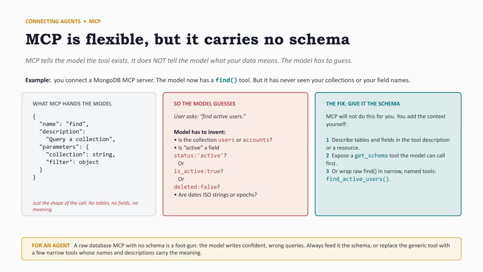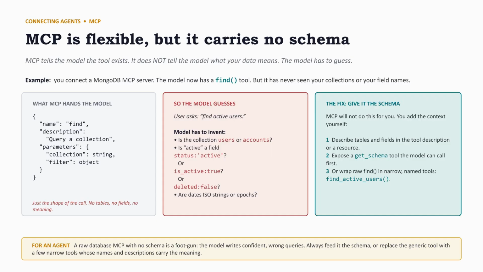MCP tells the model that a tool exists in the shape of the call, but it carries no meaning about your data. Connect a MongoDB server and the model gets a fine tool, yet it has never seen your collections or field names. So when asked to find active users, it has to guess the collection, the field, and the date format, often writing a confident query that fails silently. MCP will not fill this gap for you, so you add the context yourself.